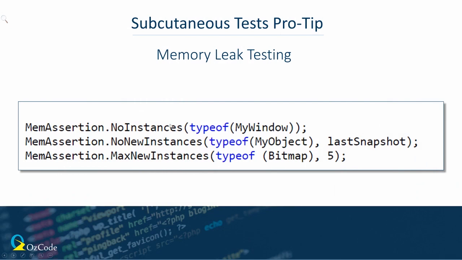A memory assertion can be something like, make sure there are currently no instances of a given type in memory anywhere, or there are no more than five, or there are no more instances since the last snapshot that I took. Okay. And this basically bakes in protection against memory leaks into your testing infrastructure.